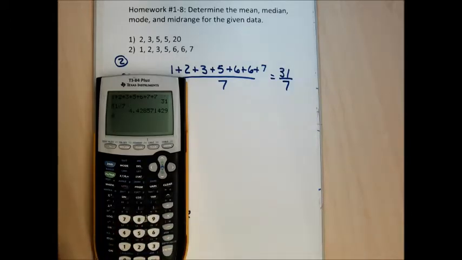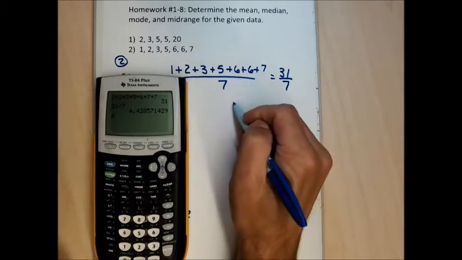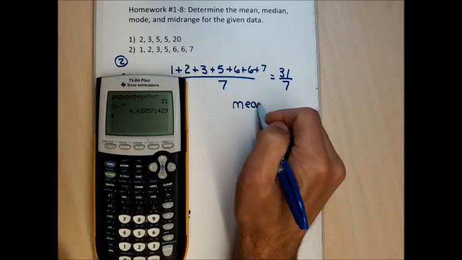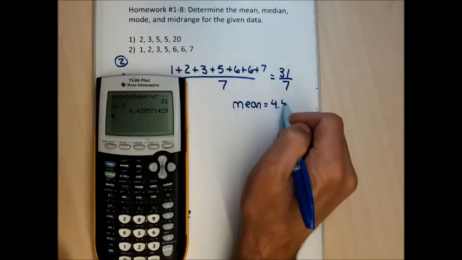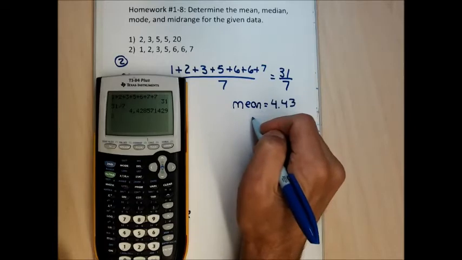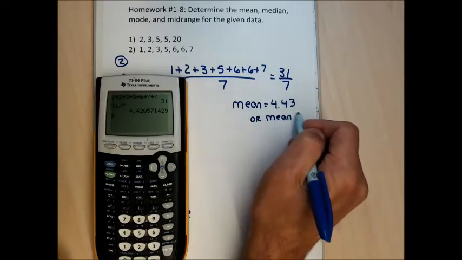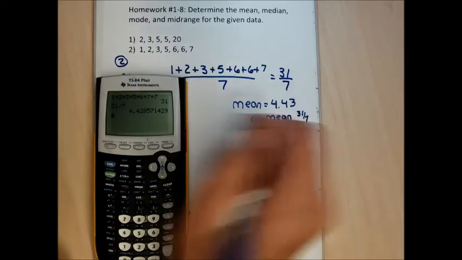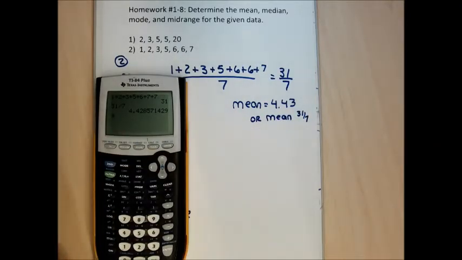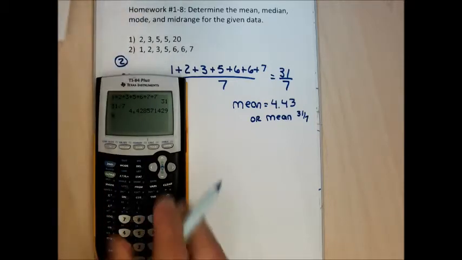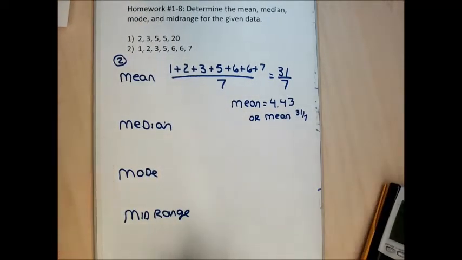And it doesn't say anything about rounding. I'm going to default to rounding to 2 decimals. So for my answer, I'm going to say the mean is 4.43. I could have said the mean is 31 over 7. That would have been more exact, but in general, I'm going to take any decimal and round it to 2 decimals. Hopefully I have your answers. I don't know if I do. Yeah, I do. And I'm going to do the mode next because the mode is easier.